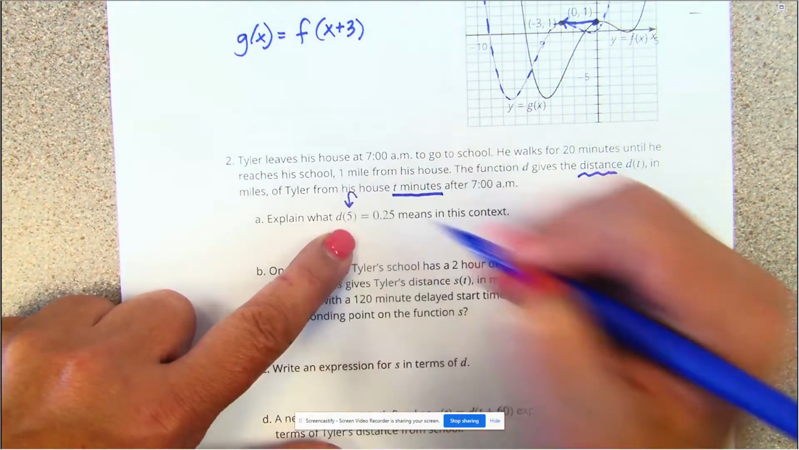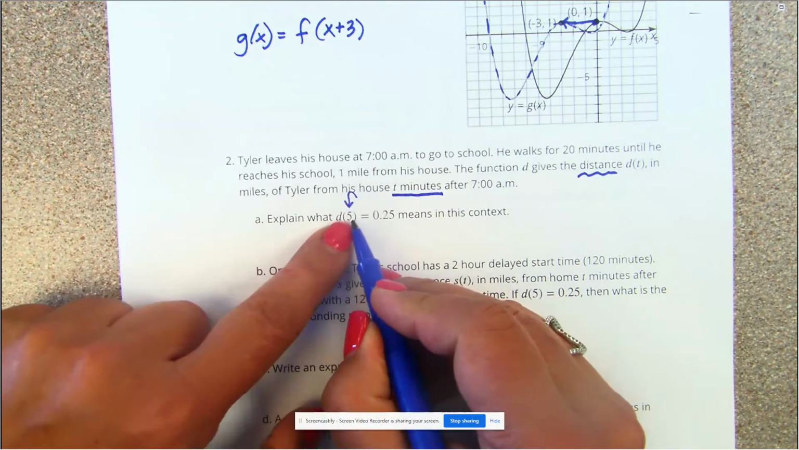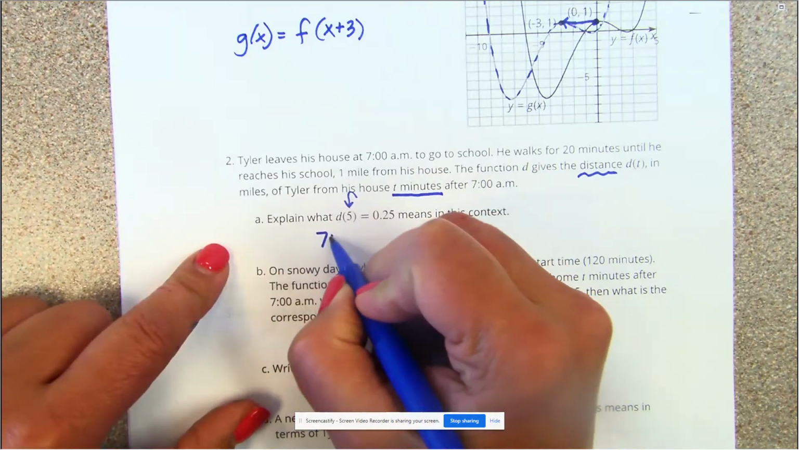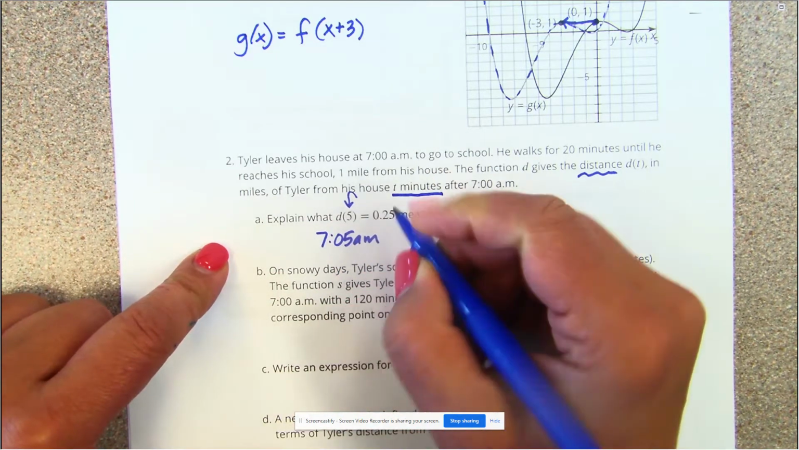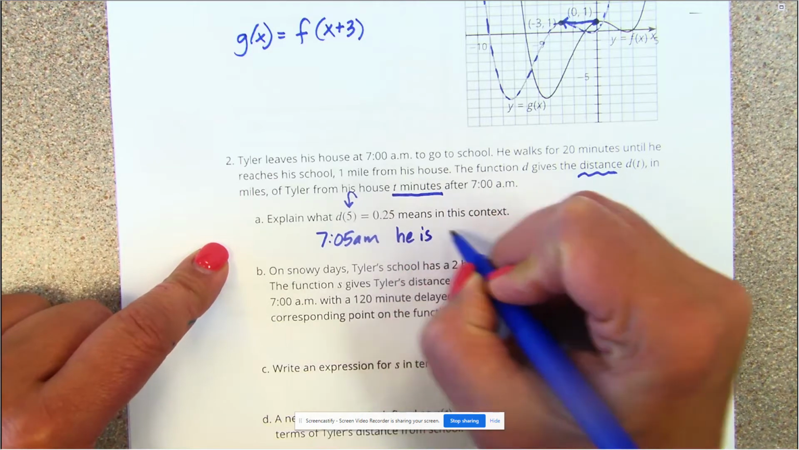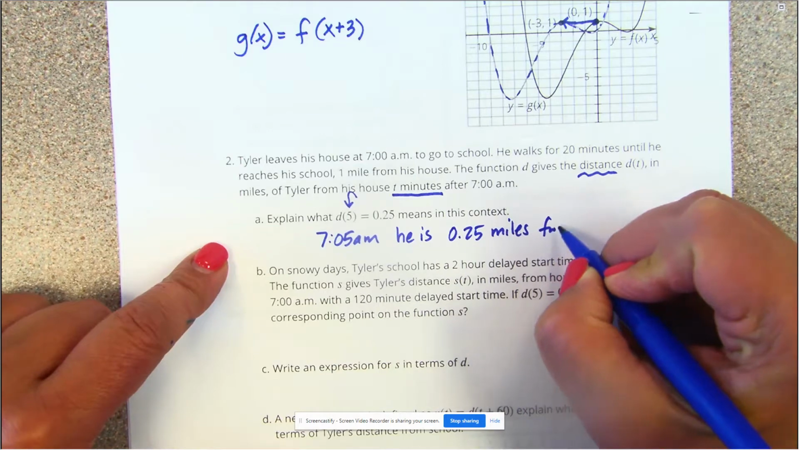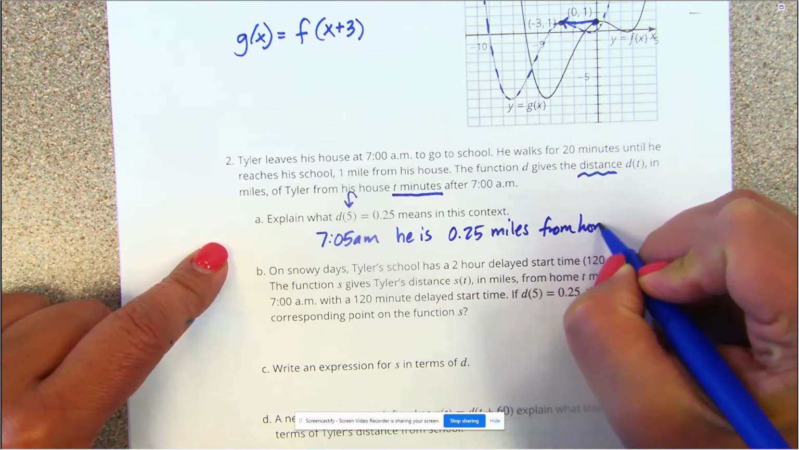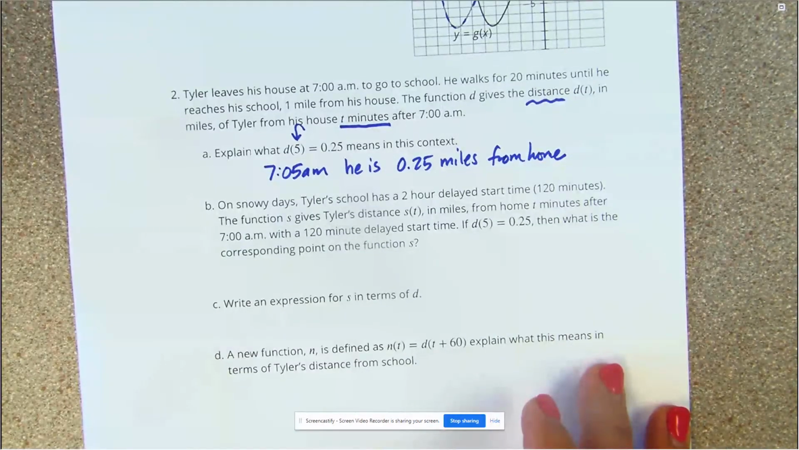So there's my input, time. So 5 minutes, which would be what time? It's 7:05 a.m. This is how far he is away from his house. He is 0.25 miles from home.